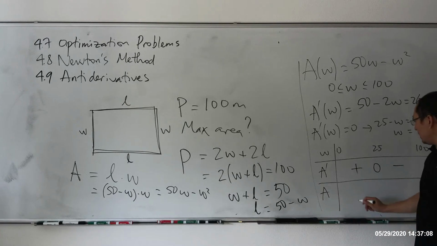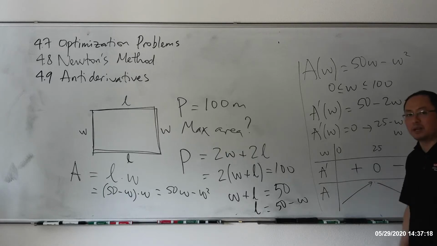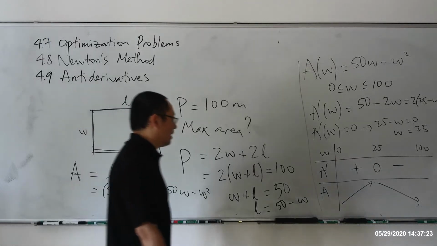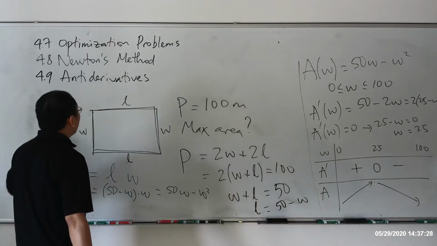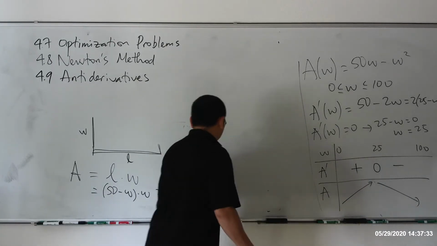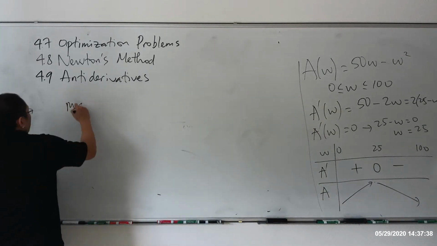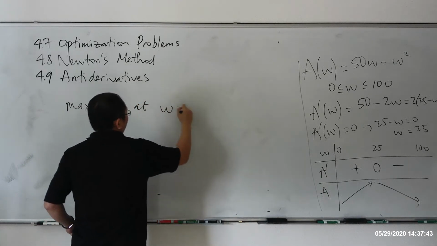So the function A is going to go up and then go down. So obviously this point right here is going to be the maximum. It is not just a local maximum. It is actually the local and the absolute maximum at the same time. So by looking at the table, this is the first derivative test, you can say you're going to have a maximum area at W equal to 25.